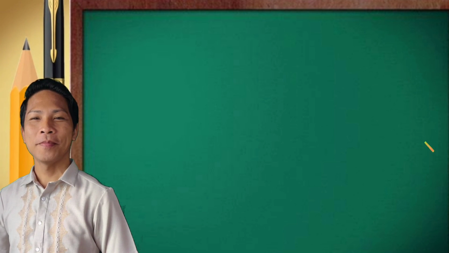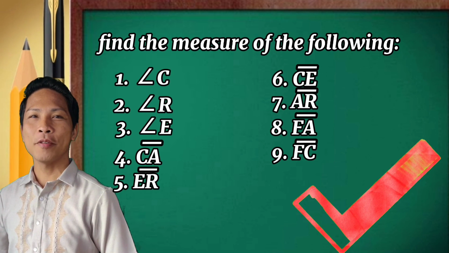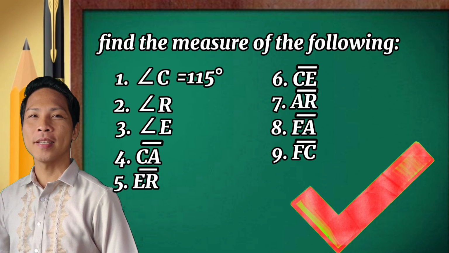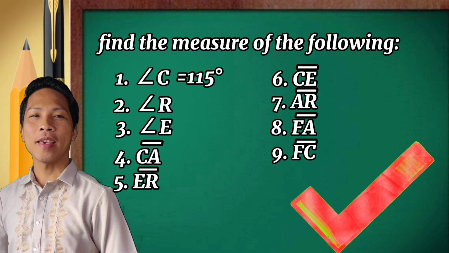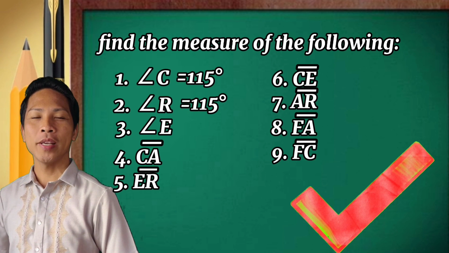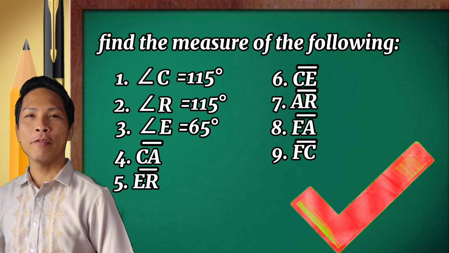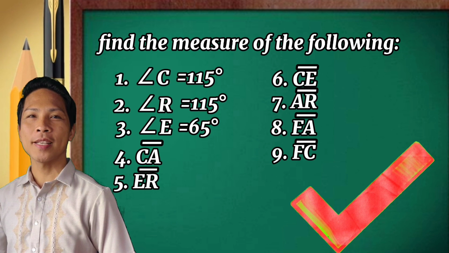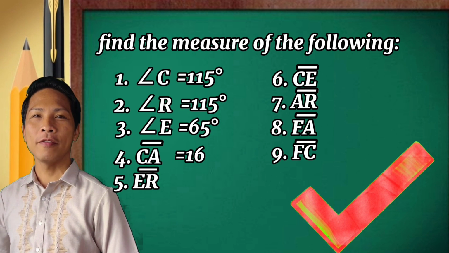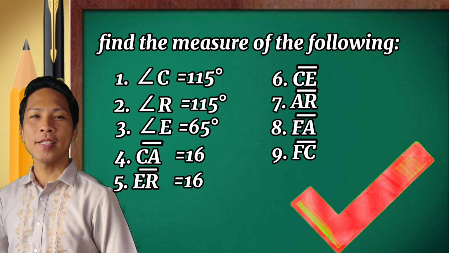Time is up. Let's check your work. Number 1, angle C equals 115 degrees. Number 2, angle R equals 115 degrees. Number 3, angle E equals 65 degrees. Number 4, side CA equals 16. Number 5, side ER equals 16. Number 6, side CE equals 18.